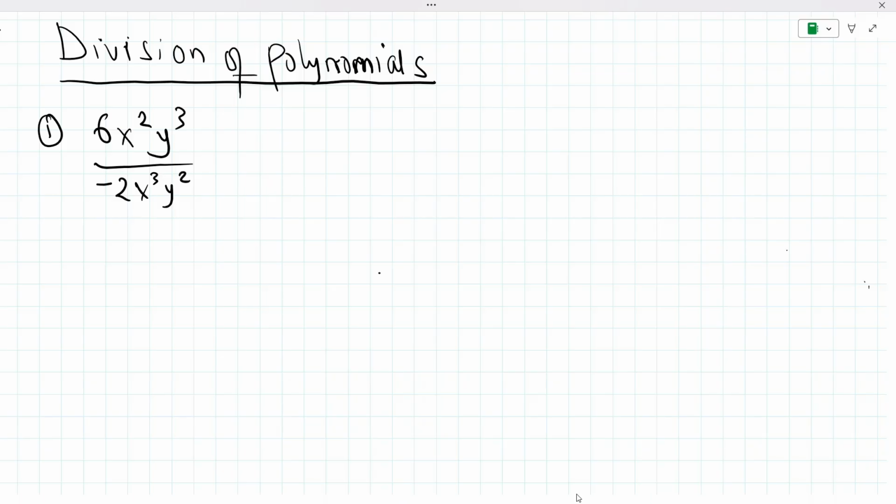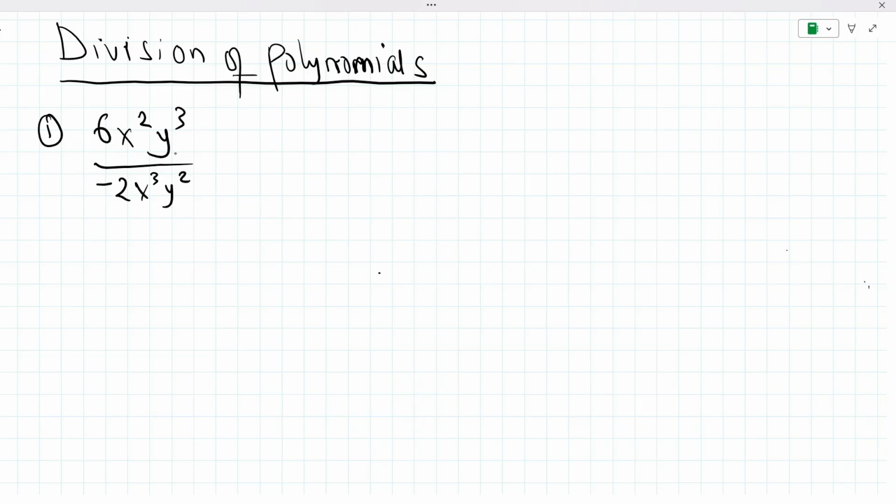My name is Professor Robert, and in today's lesson, we will learn about division of polynomials. Okay, let's dive into it. Let's look at our first example as given.